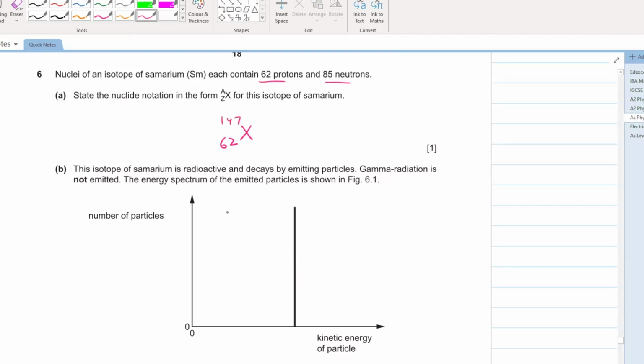Perfect. This isotope of Sm is radioactive and decays by emitting particles. Gamma radiation is not emitted. The energy spectrum of the emitted particle is shown in 6.1. The energy spectrum of the particle it is emitting is given to you. Which particle do you think it will be?